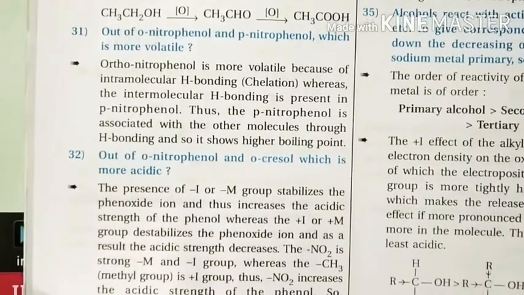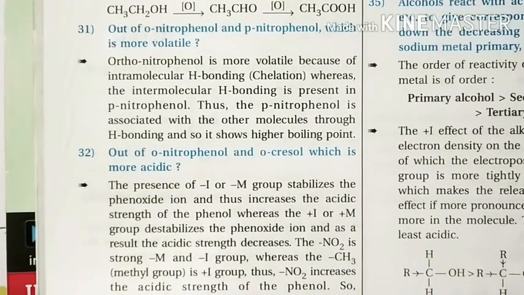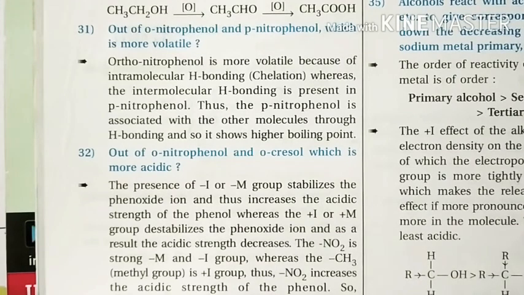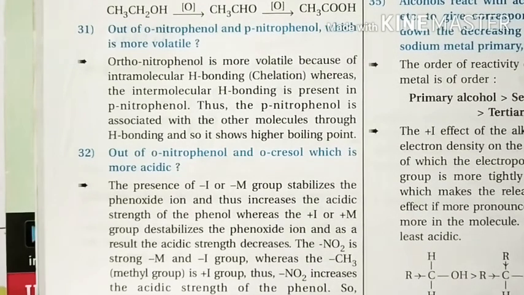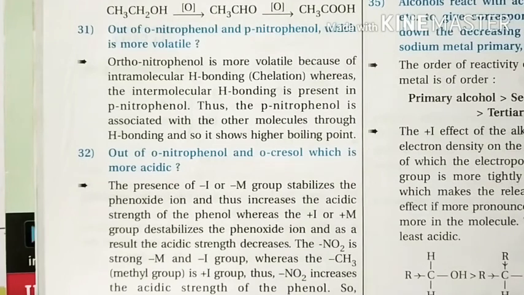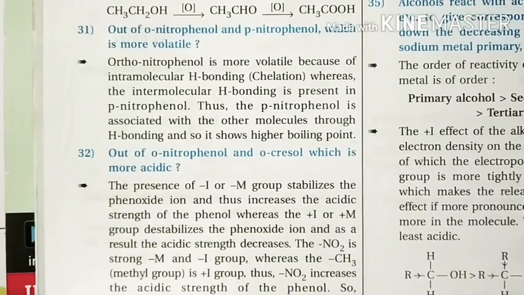Next one, out of orthonitrophenol and paranitrophenol, which is more volatile? We know that orthonitrophenol is more volatile because of the intramolecular hydrogen bond. It's called chelation. In our theory portion, I explained in detail what chelation is: when they form intramolecular hydrogen bond, but it is a little weak. In the case of intermolecular hydrogen bond in paranitrophenol, which is stronger in nature. So if the bond is stronger, definitely they have a higher boiling point. And if the bond is weaker, they have a low boiling point.